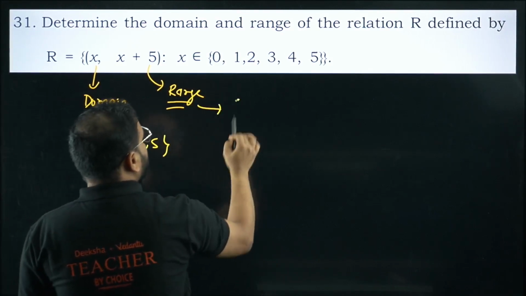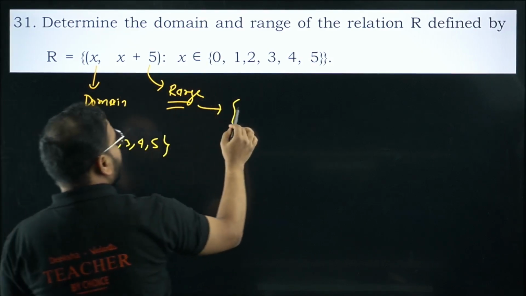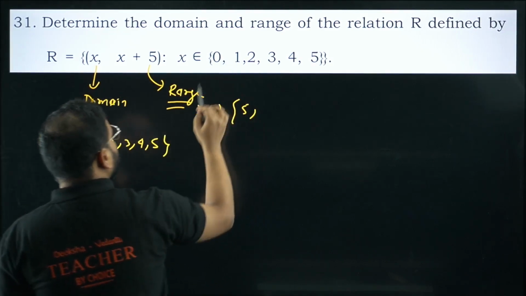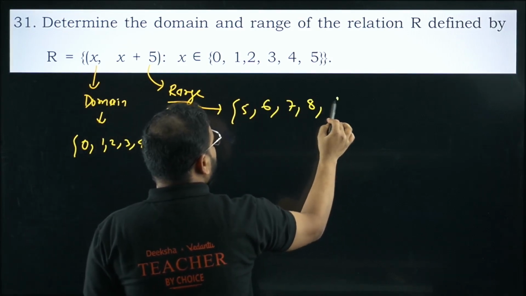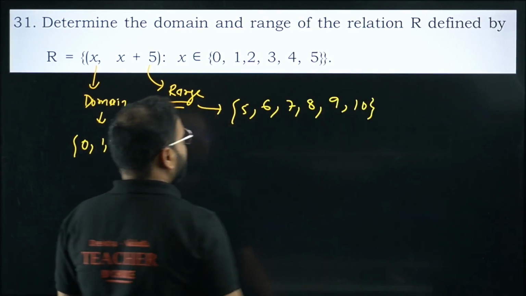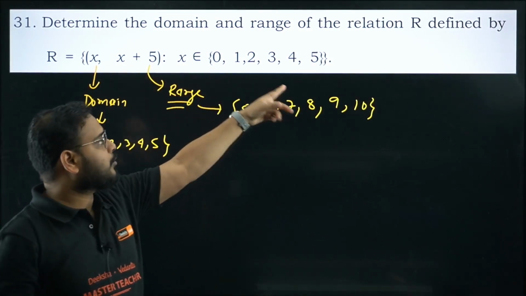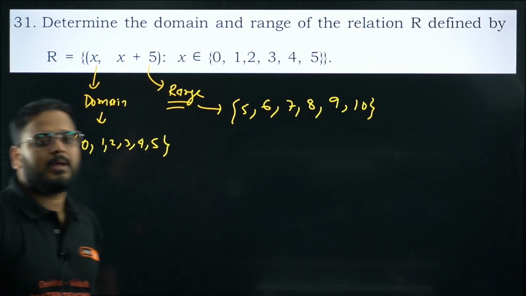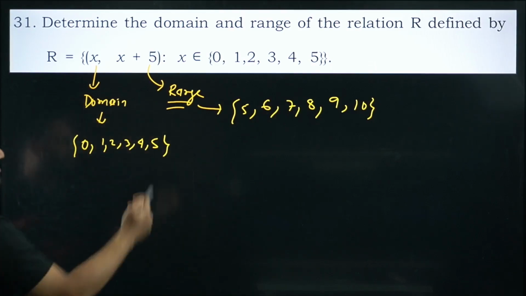What about range? It'll be X plus this value. So 0 plus 5 will become 5 only. 5 plus 1 will become 6, 7, 8, 9 and 10. This is my range value. Please check. X plus 5, right? So here, what is X value? 0, 1, 2, 3, 4, 5 will become 5, 6, 7, 8, 9, 10. Please check. Correct. Domain and range is given like this.